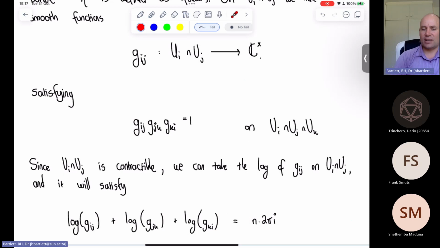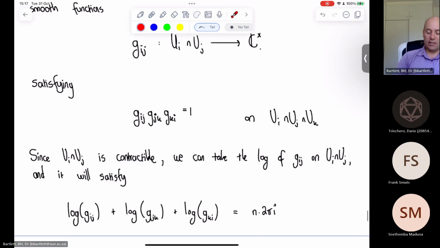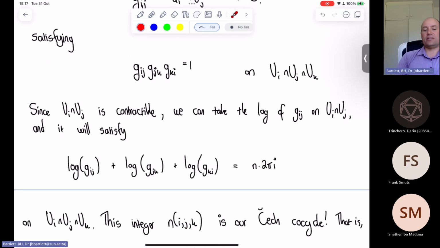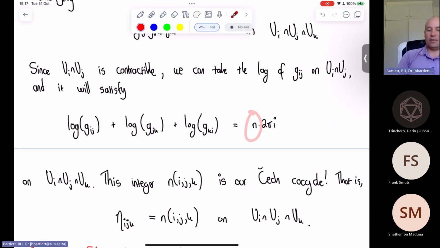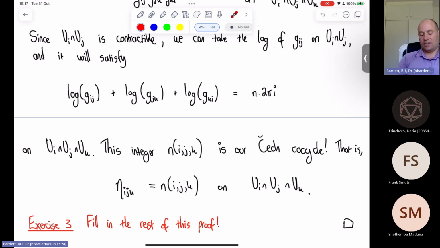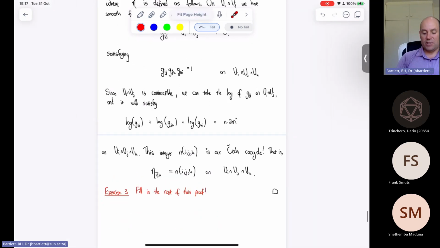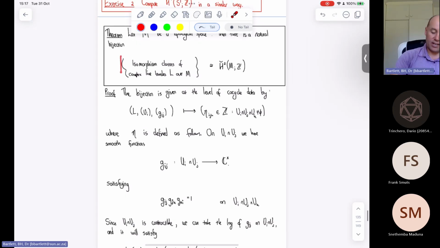Okay, I hope that's clear. I've said it in a slightly confusing way, but I hope it's clear. So this n here is a well-defined integer that I obtain once I've chosen these logarithms for each of the g_ij's. And that's our Čech cocycle. You see, it's an integer associated to three open sets, U_i, U_j, and U_k. So that n is our Čech cocycle. Okay, the exercise is to fill in the rest of this proof, but I've at least given you the map that goes from here to here. Of course, I haven't checked the details here.